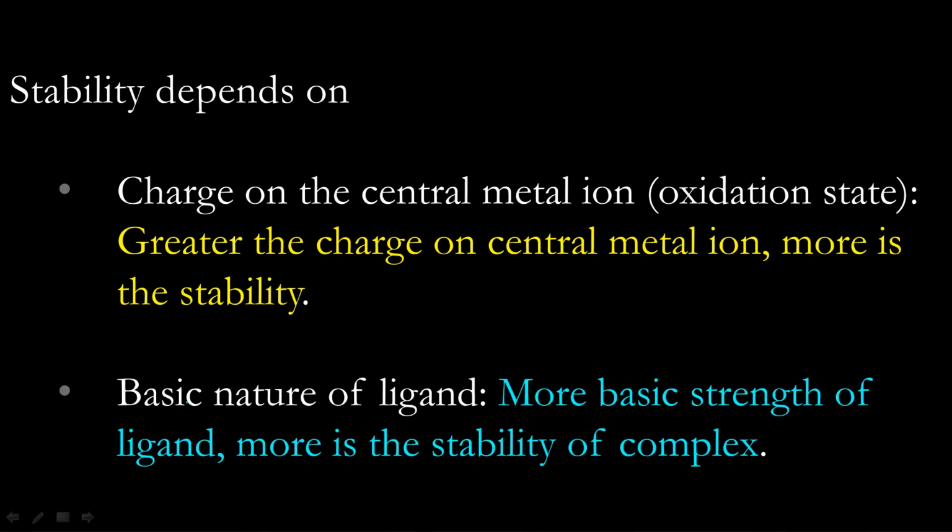Basic nature of ligand: the more basic the ligand, the more is the stability of the complex. Can anyone explain why? This one is a very simple question. This is asked as which one will be more stable. So you will see that the ligand which is more basic, a more basic ligand will make the complex more stable. But why? What is the reason? Anyone?